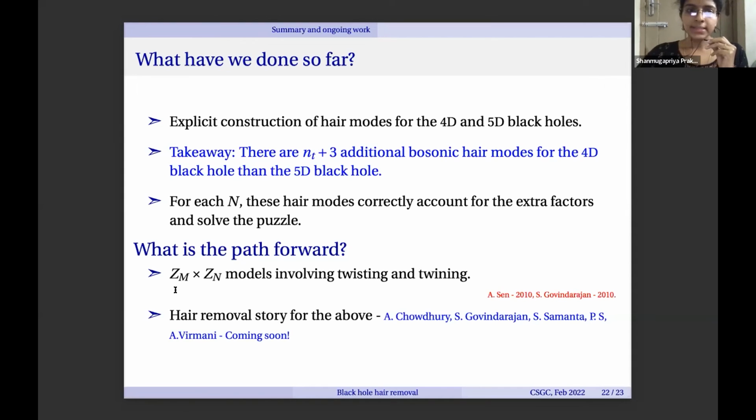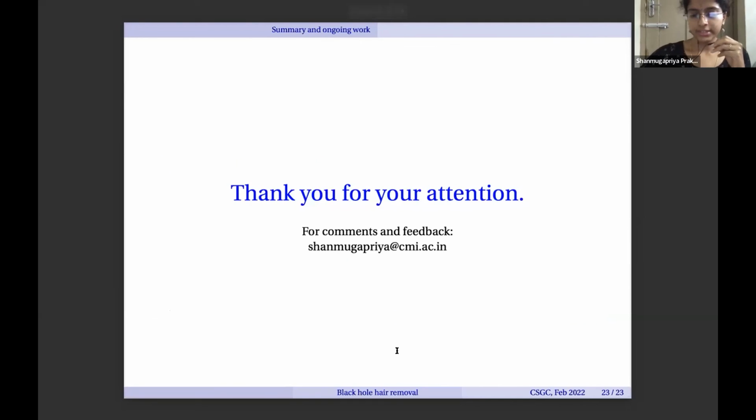We are currently looking at some Zm cross Zn models which involve both twisting and twining. These were studied by Sen and Suresh in 2010, and we are trying to come up with a hair removal story for the above. This is work in progress with Abhishek Chaudhary from IIT Bhubaneswar, Suresh, Sutapa Samantha, who is currently a postdoc at Western Washington University, and my advisor, Amitabh. Thank you for your attention.